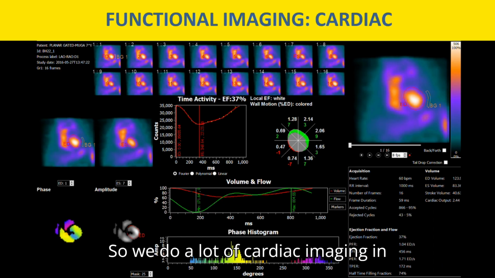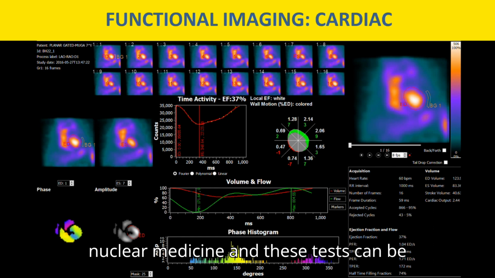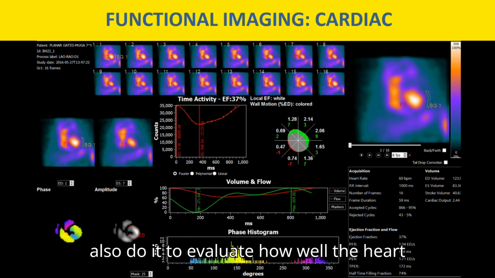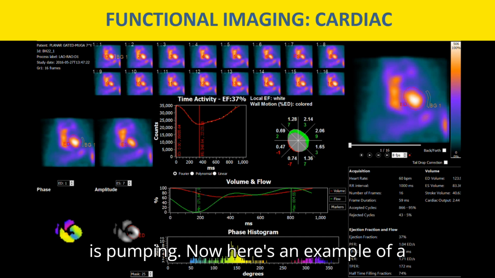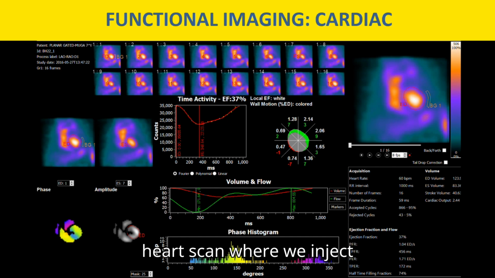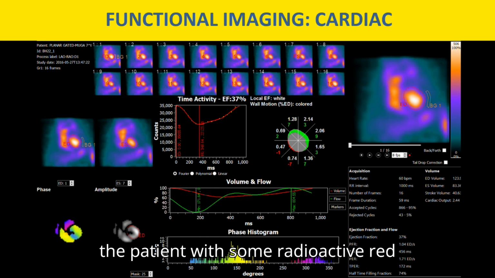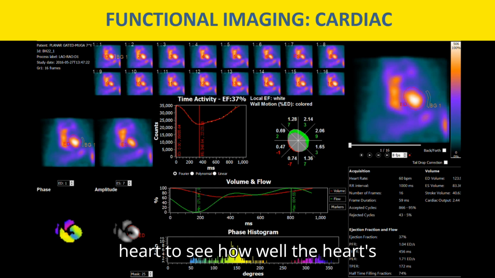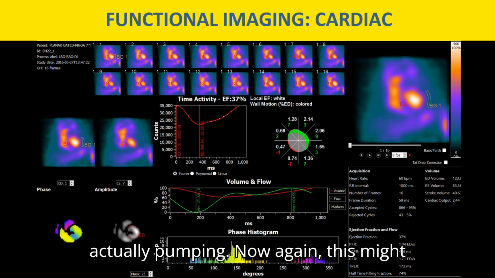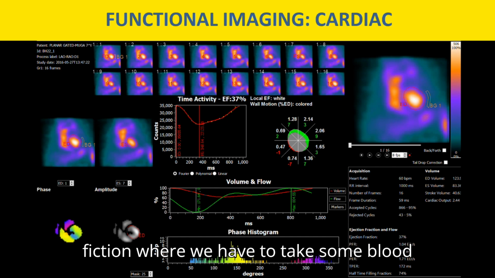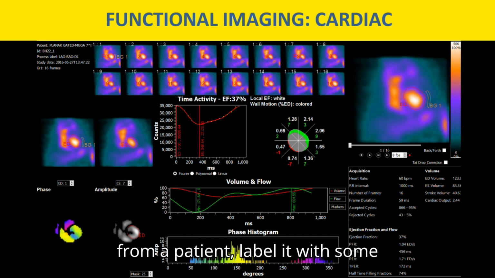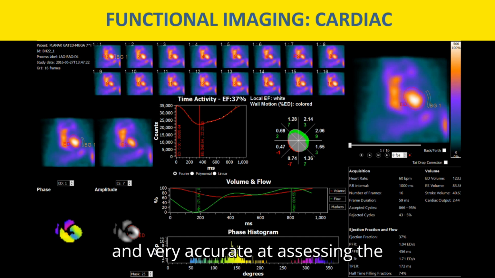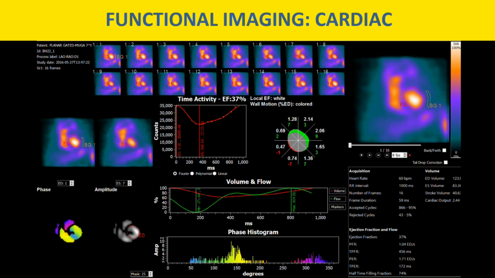We do a lot of cardiac imaging in nuclear medicine, and these tests can be used to detect blockages in the blood vessels that supply the heart, or to evaluate how well the heart is pumping. Here's an example of a heart scan where we inject the patient with radioactive red blood cells and then take a video of the heart to see how well it's pumping. Again, this might sound like science fiction, where we take some blood from a patient, label it with some radioactivity, and inject it back into the patient. But this test is very valuable and very accurate at assessing the patient's heart function.